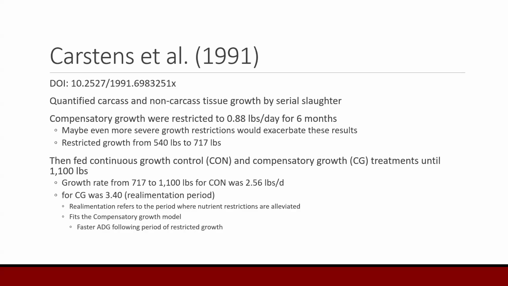Okay. So serial slaughter is an experimental approach where you do just what I explained. You have groups of animals that are assigned different harvest dates within the study. And so the theory is that those animals that were slaughtered at the start of the study are representative of the whole group. And those animals that are slaughtered at the end of the study are representative of the whole group. Okay. So serial slaughter is where you assign animals to be slaughtered at specific dates serially.